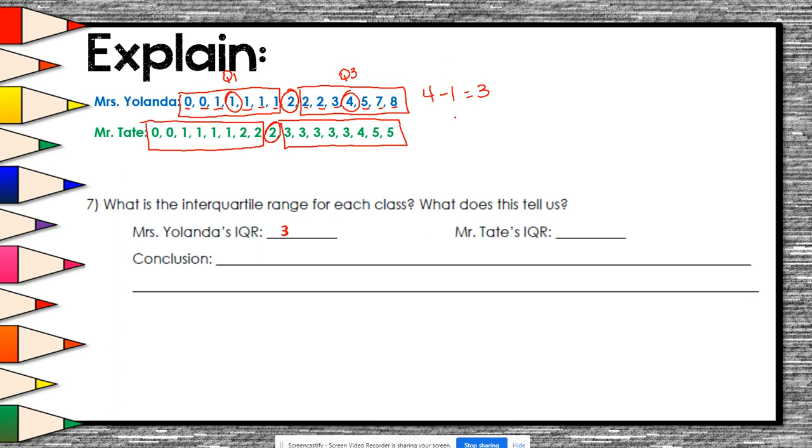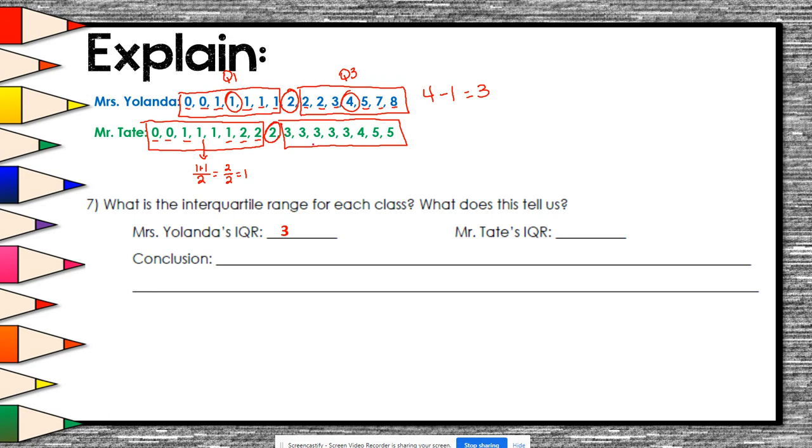Now we do the same thing for Mr. Tate. So we're going to take 1 number from the front and 1 from the back of each half until we get to the middle. Well, for Mr. Tate, you notice we have 2 numbers in the middle, so we would take both of those and add them together, then divide by 2. Well, 1 plus 1 is 2, so 2 divided by 2 gives us 1.